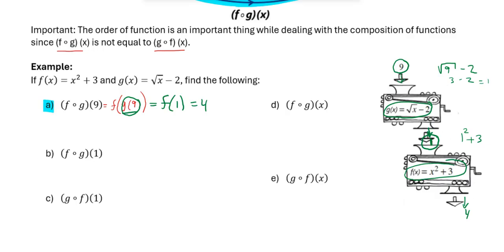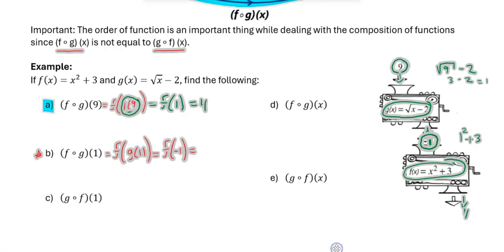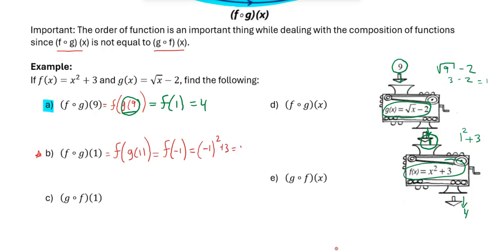Let's take a look at B here as well. What is f of g of 1? Well, that's just f after you've plugged 1 into the g function. So now we'll just look up at the function. What is g of 1? If you put 1 into that g function right there, the square root of 1 minus 2 is negative 1. And so that'll be f of negative 1. Then you take the negative 1 and plug it into the f function on the left. That would be negative 1 squared plus 3, which is equal to 4. So same answer with a different input.